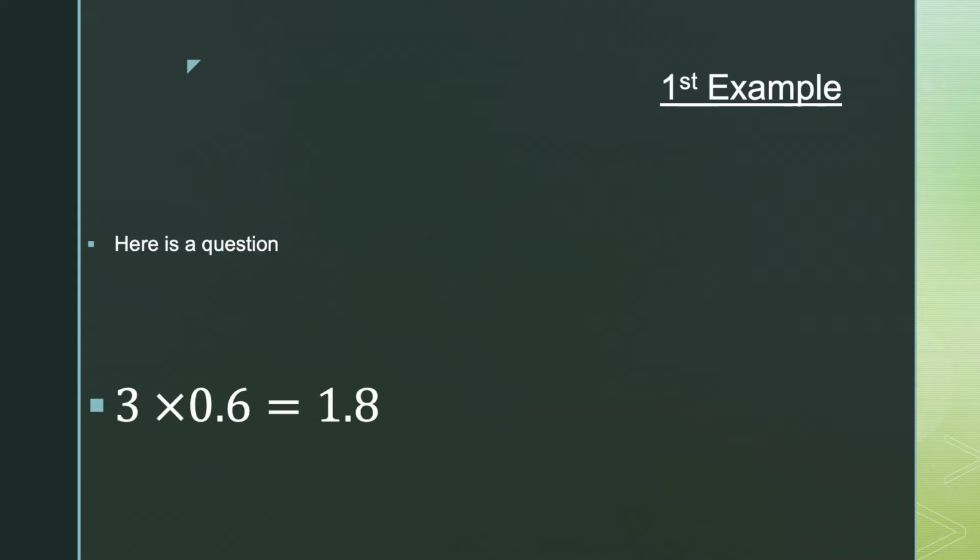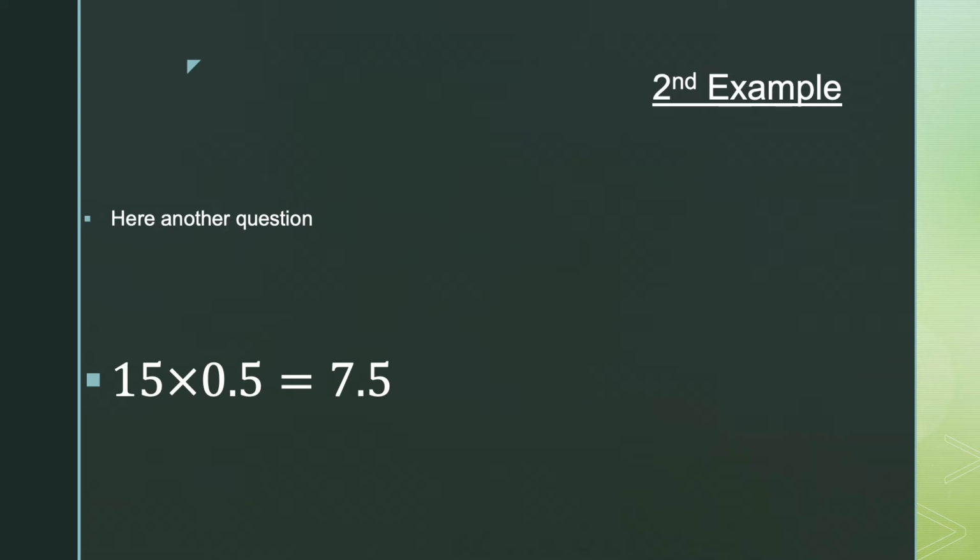Right, guys, example one. Here is a question: work out 3 times 0.6. So multiply a decimal with a whole number. 3 times 6 here we know is 18. Therefore, I can say that 3 times 0.6 is 1.8 because 0.6 is 10 times smaller than 6. So the answer would be 1.8. I hope that was clear, guys.